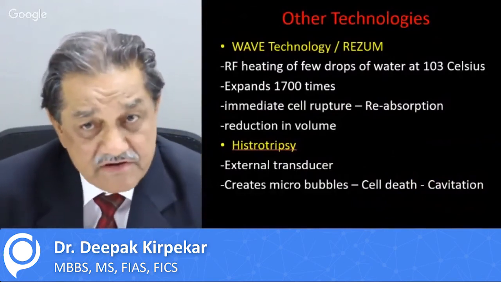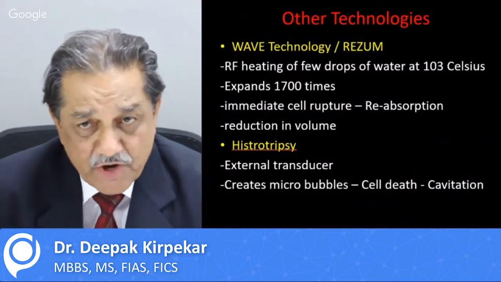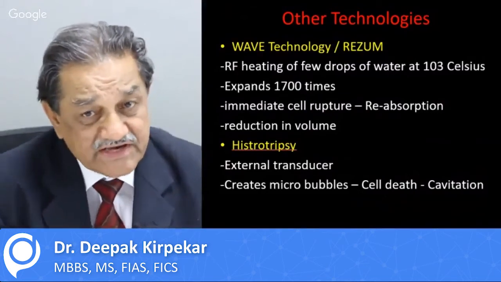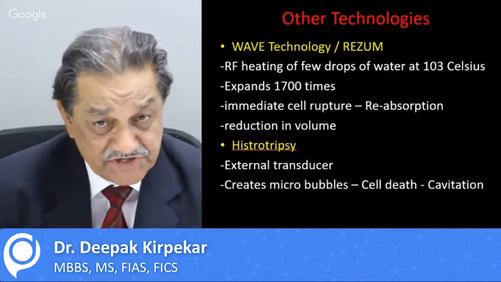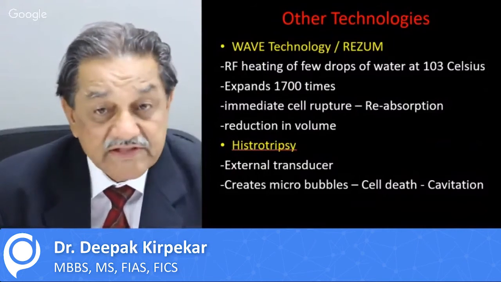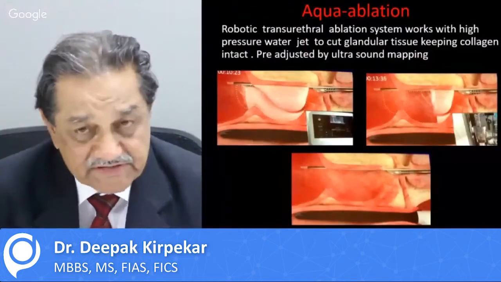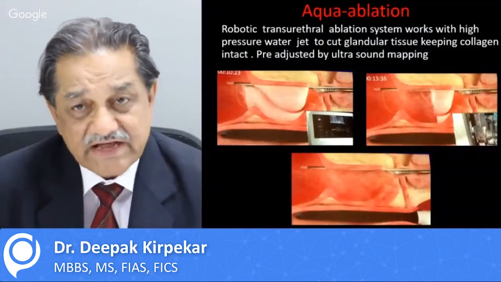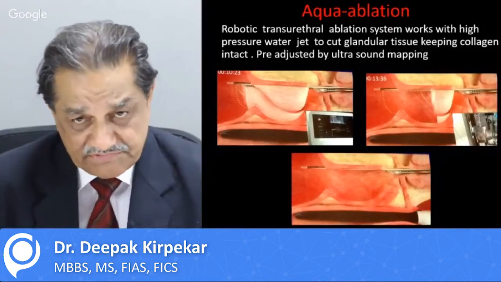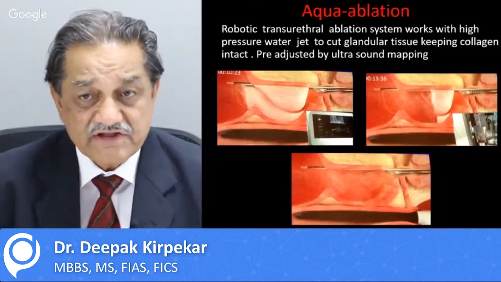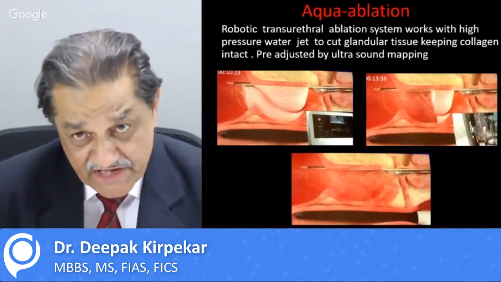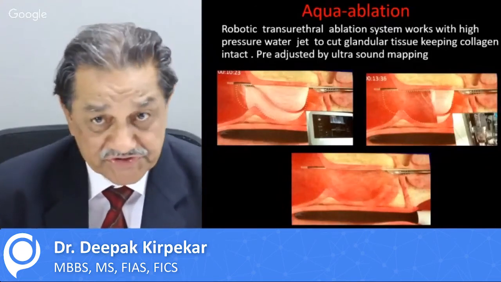Wave technology has already been used on humans. This is a technology where a drop of water is injected into the prostate and heated to 103 degrees Celsius, which expands 1700 times, causing immediate cell rupture, reabsorption, and reduction in the volume. There are numbers I have just now heard at AUA, 2-year follow-up, which seems to be very, very encouraging. But what is more important is aquablation. This is a robotically done procedure. A rectal ultrasound monitors the procedure, and a high-powered jet of water destroys the tissue, keeping the connective tissue intact, and you create a cavitation in the prostate. This is also being used on humans. There are trials available. There is 1-year data produced at AUA recently, and we will wait for further results as far as this procedure is concerned.